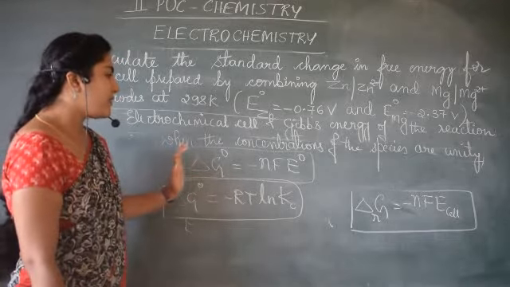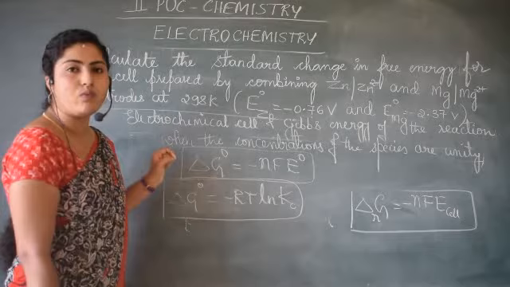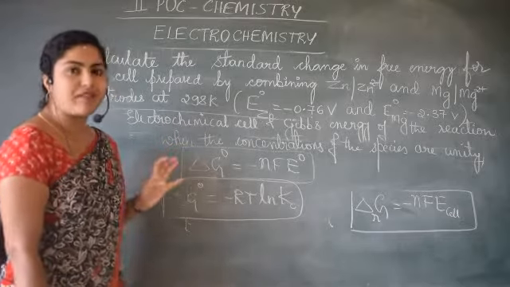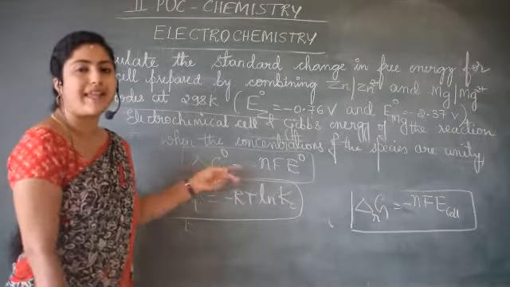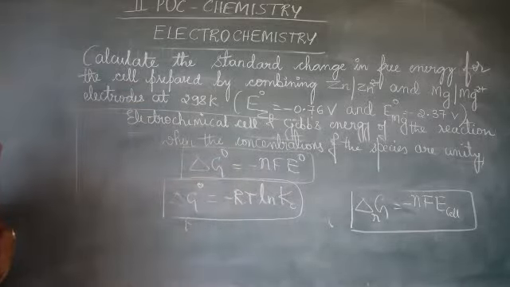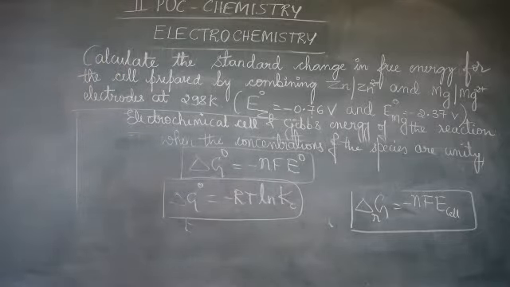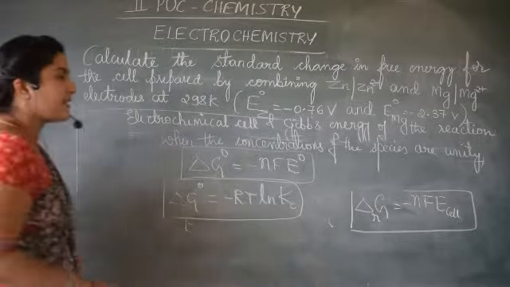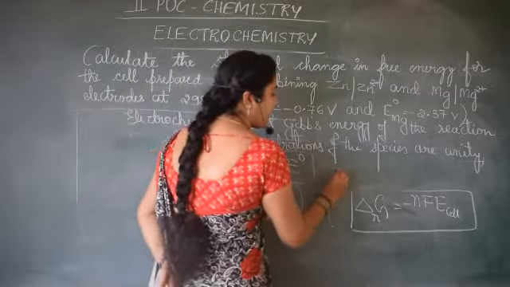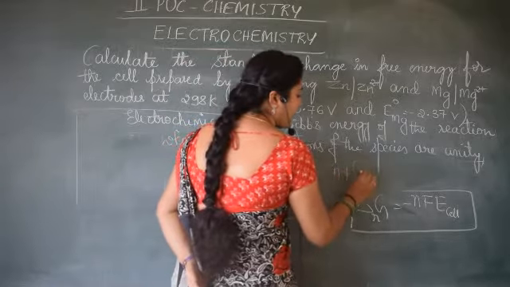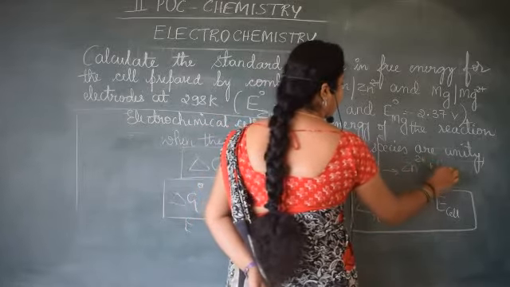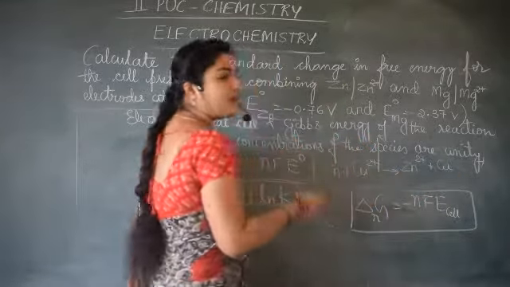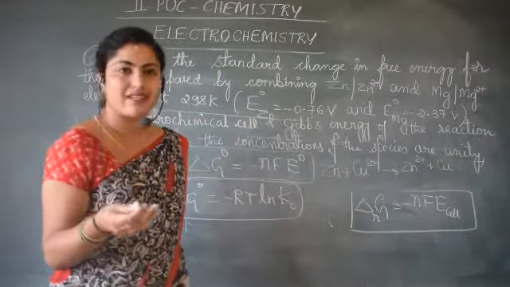So let us note down what the things are here. For example, suppose we are considering the Daniell cell. In the Daniell cell, how can you calculate the Gibbs free energy change, that is, the delta G value? The reaction is Zn plus Cu2+ gets converted into Zn2+ plus Cu. So how many electrons are involved? 2 electrons are involved.